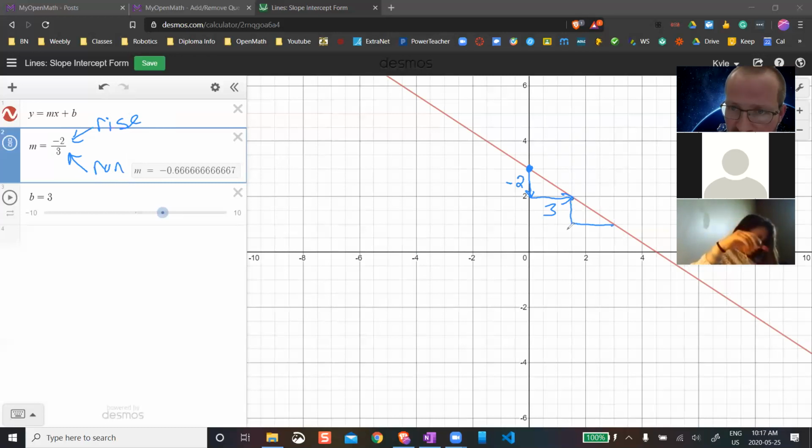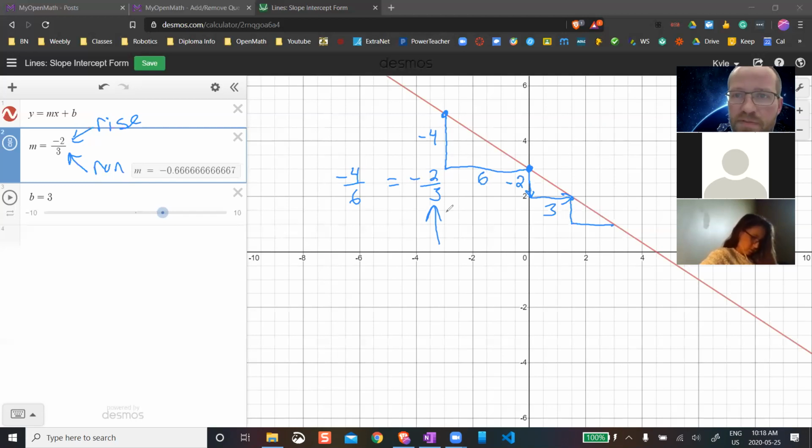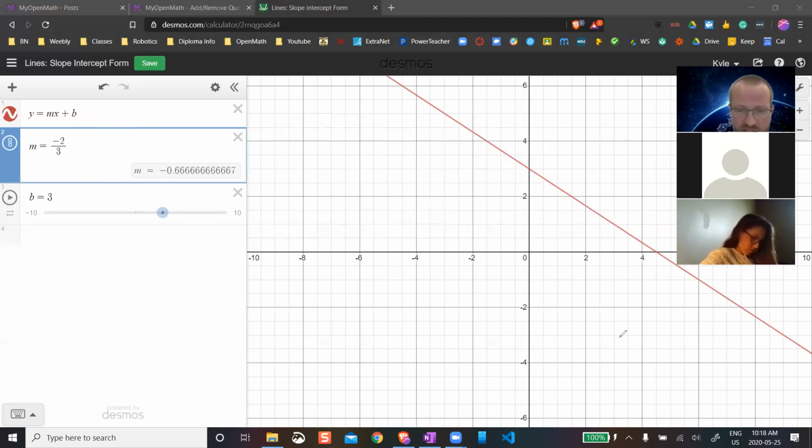Down 2/3, down 2/3. It even works this way too, where I could take this point and go down, watch this, down 4/6. So down 4/6. That would be a rise of -4/6. Okay, well, that simplifies to -2/3. The slope is always the same. It doesn't matter what triangle you make on there, it would always simplify to the smallest fraction. Okay, so hopefully that was making sense.